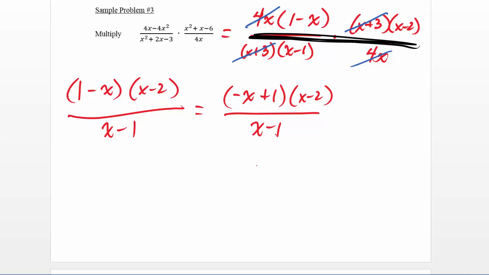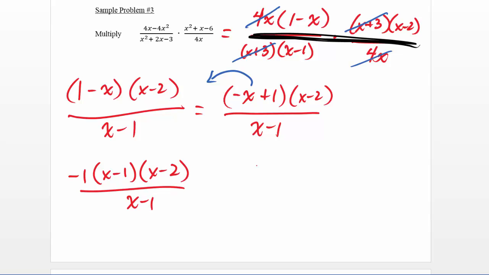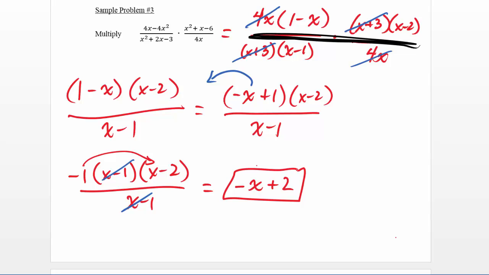You can clearly see that the negative x plus 1 is not the same as x minus 1. However, you can factor out a common negative 1 from that first term. And so if we do that, what we end up getting is an x minus 1 left over. And so now we have a situation where we can cancel out the x minus 1s. Now I'm going to choose to redistribute this negative 1 back over here to this x minus 2, so my final answer, simplified, is negative x plus 2.